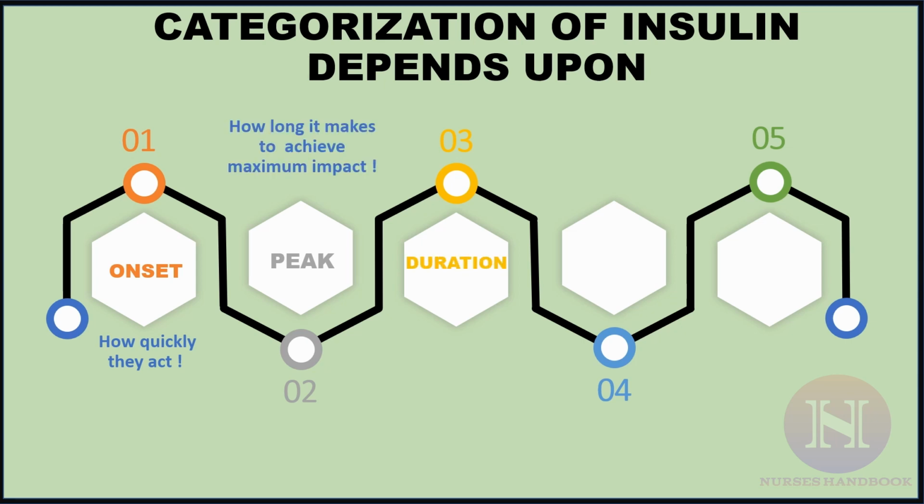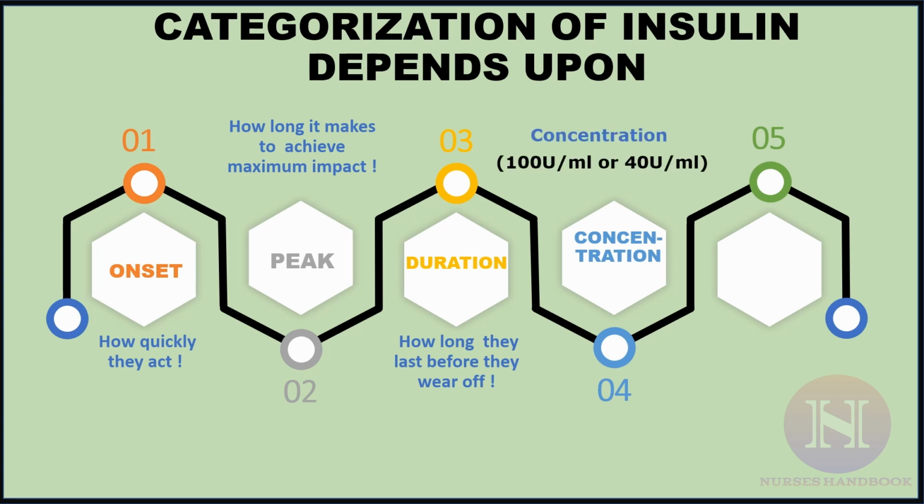Our next parameter is duration, that is how long insulin continues to lower the blood glucose levels. Our fourth parameter is concentration, meaning the availability of dose, whether it is available as 100 units per ml or 40 units per ml. Our last parameter is the route of delivery, that is how the insulin is administered, whether given subcutaneously or intravenously. So depending upon all these parameters, the insulin is being categorized.